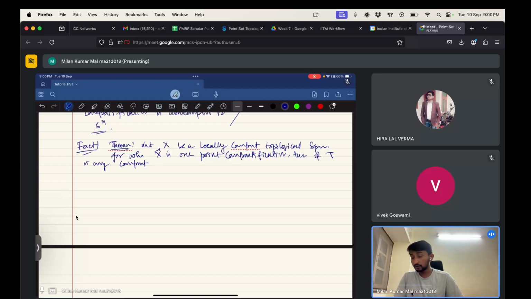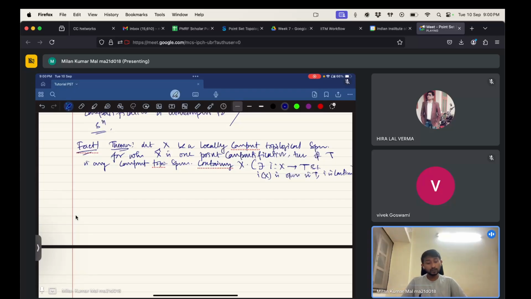Let T be a compact topological space containing X. Containing X means there exists a map I from X to T such that I of X is open in T and I is continuous. This is what containing means. Okay, a continuous map.